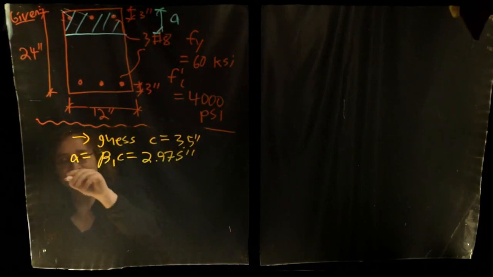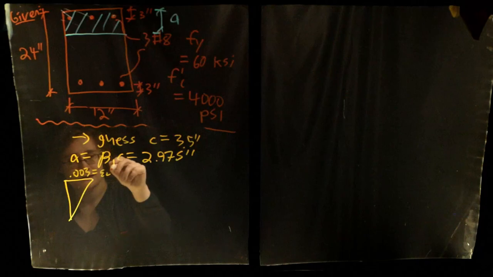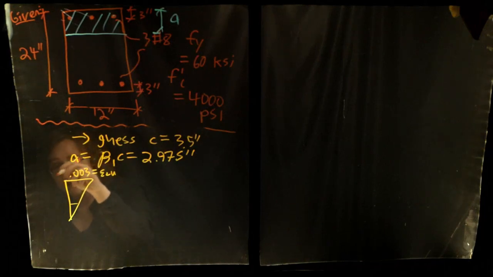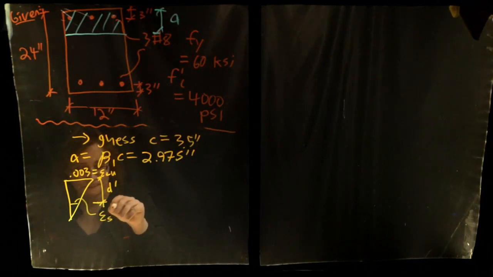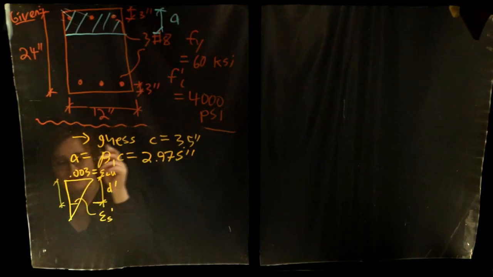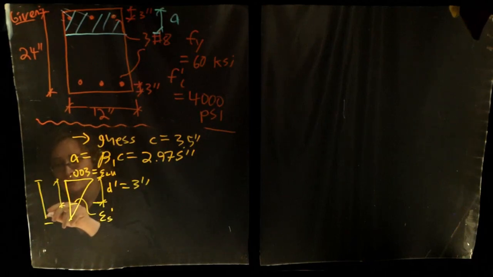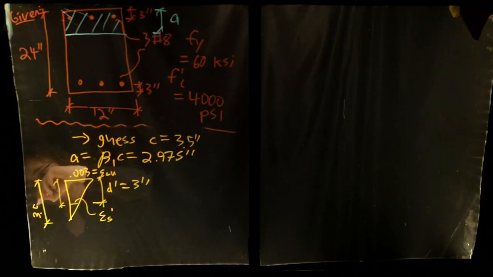And I can set up my strain diagram again. I still have the same 0.003, my epsilon CU, at the top of my strain diagram. At some depth D prime, I will have my epsilon S prime, which is the strain in the compression reinforcement. I know that my D prime is equal to 3 inches. I guess I don't need to double draw that. And my overall neutral axis depth now, or the overall height of the small triangle, is 3.5 inches.